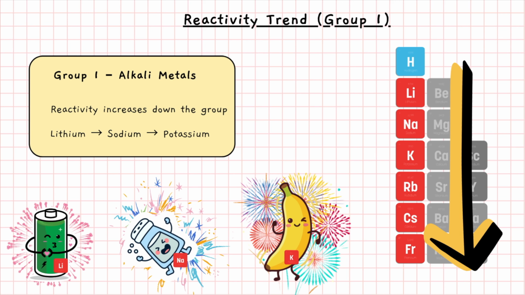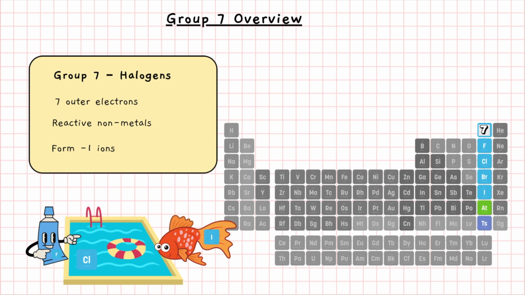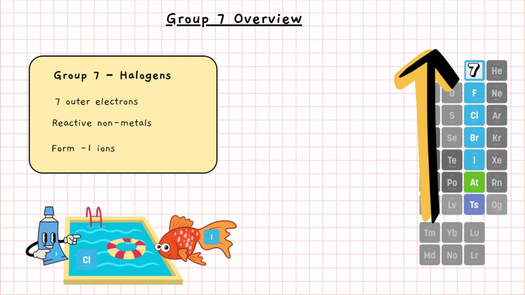Group 7 behaves slightly differently. Group 7 elements have 7 outer electrons. They need 1 more to fill the shell, so they gain 1 electron and become negative, and their reactivity trend goes the opposite way. As you go down Group 7, reactivity decreases because the outer shell is further away. The nucleus attracts incoming electrons less strongly.